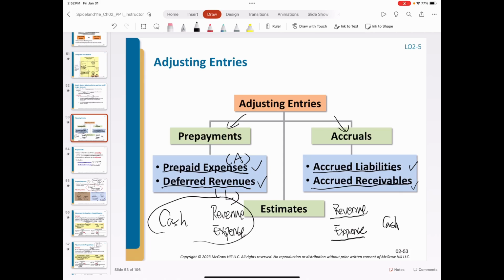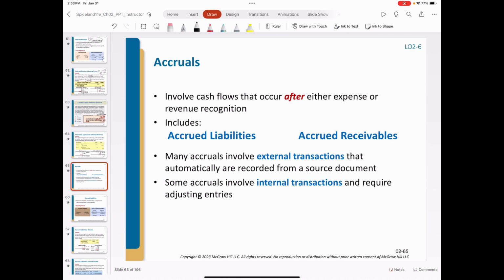The next type of adjusting journal entries are accruals. I will introduce accrued liabilities and accrued receivables. In some textbooks, accrued receivables are also called accrued revenues. Accruals involve cash flows that occurred after the expense or revenue recognition. It is different from prepayment. For the prepayments, cash flows, either cash inflow or outflows, are before expense and revenue recognition.